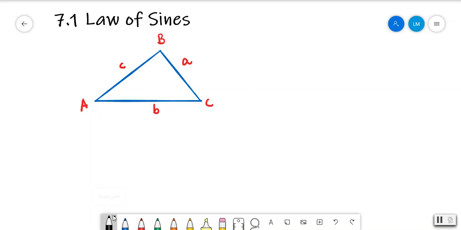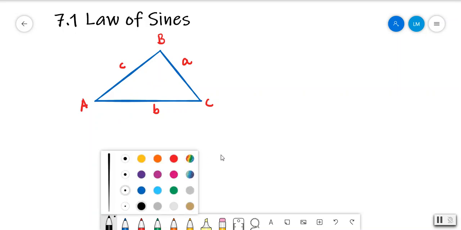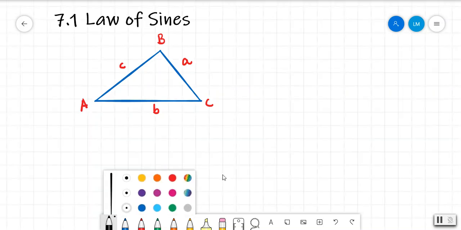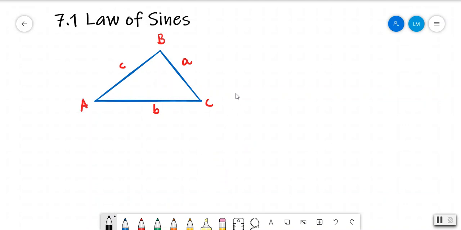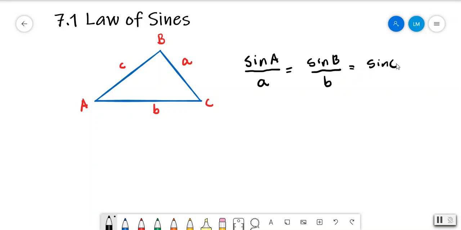Hello, so today I'm going to talk about the law of sines. Now, the law of sines is essentially determined by this ratio: sine of angle A divided by A is equal to sine of B divided by B, equals sine of C, all divided by, we'll just say little c.